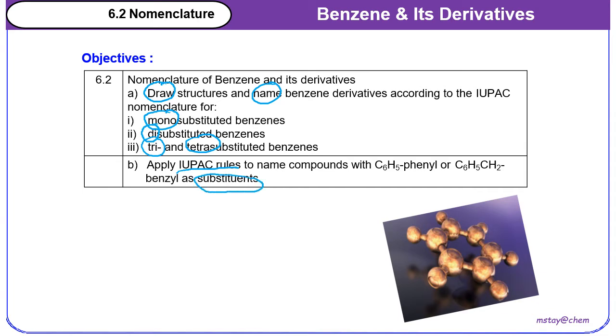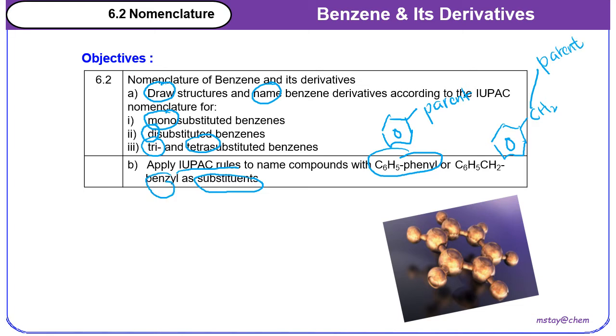So C6H5 is the phenyl. If we look at the structure, this is the substituent. If C6H5CH2, this is the benzene ring connected with CH2, and then one of the bonds is bonded to the parent. Like this, we know it as benzyl.